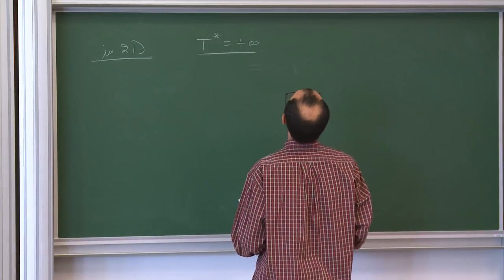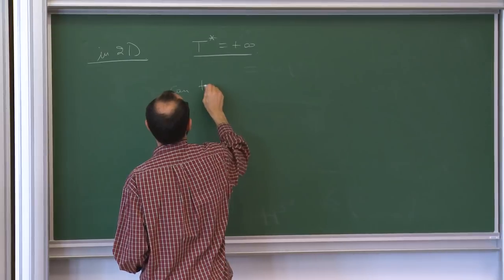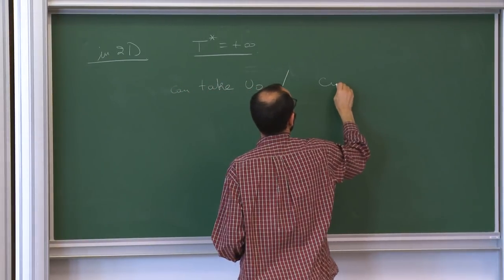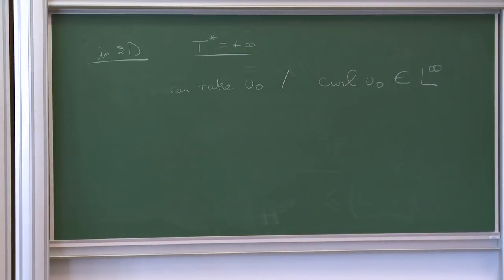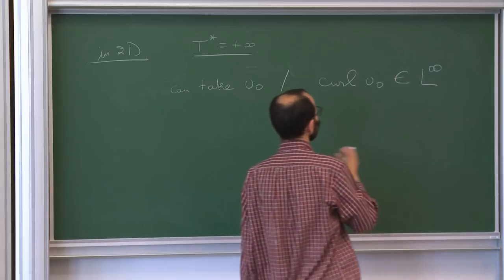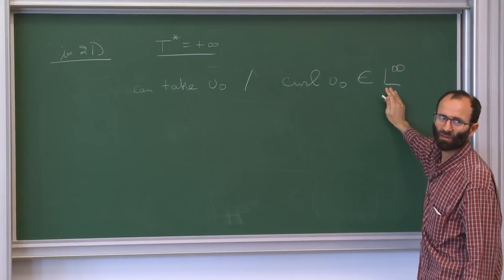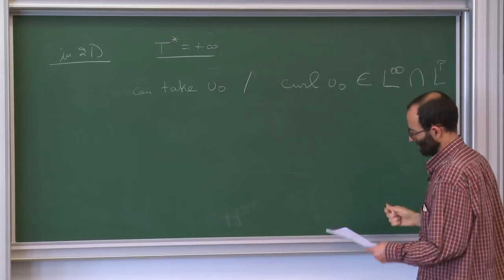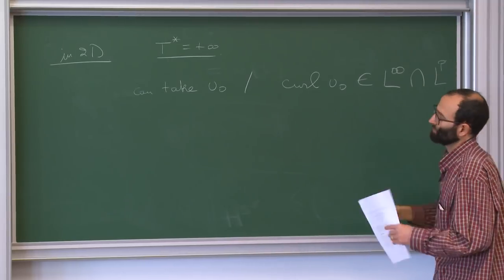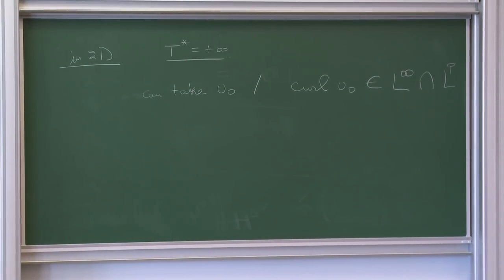Also, instead of taking the data to be in H^s, we can take data where the curl of u0 is in L infinity. We can do a result where the curl of u0 is in L infinity. Of course, usually the spaces we take: if we are in the torus, this will be enough. If you are in the whole space, usually we like to intersect it with, let's say, L1 or at least some Lp space, so that you get some decay. Otherwise, if you are just in L infinity, you don't have decay.